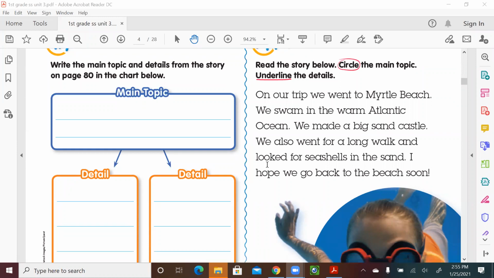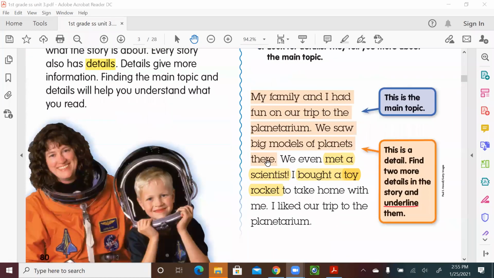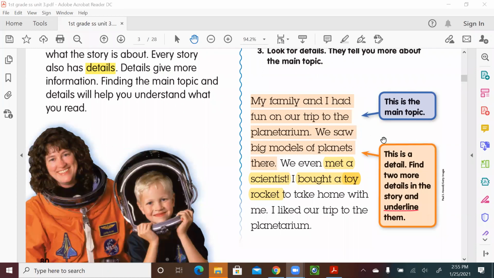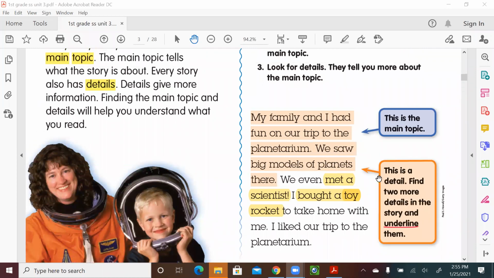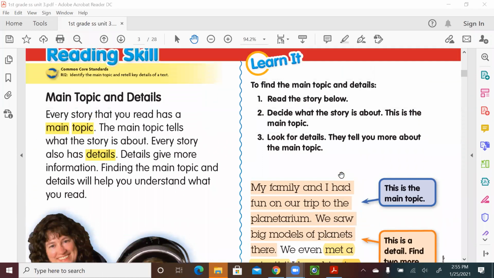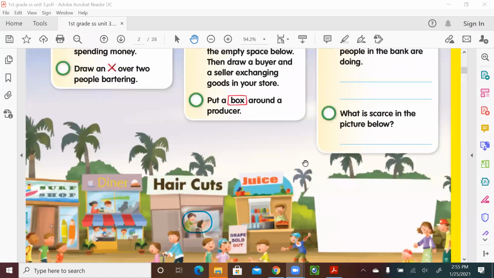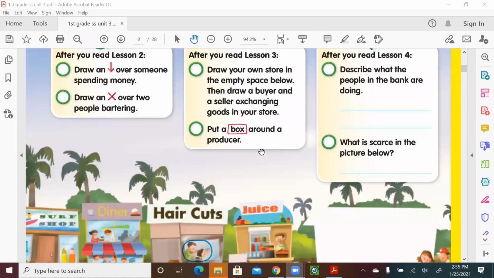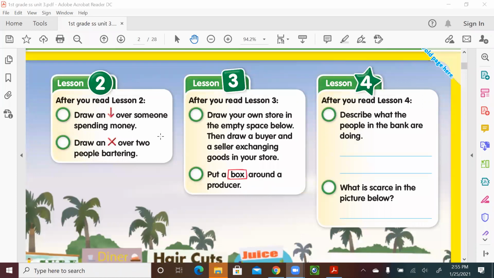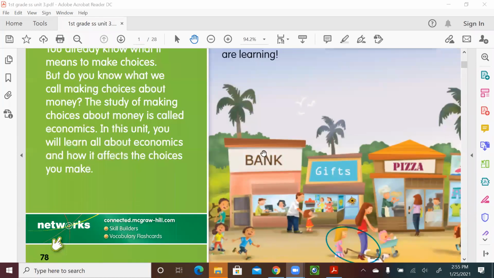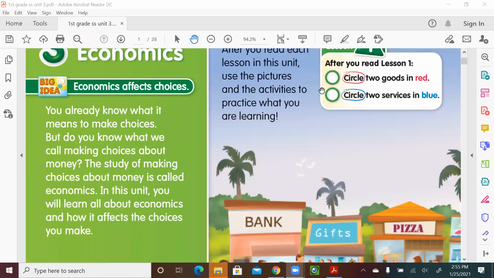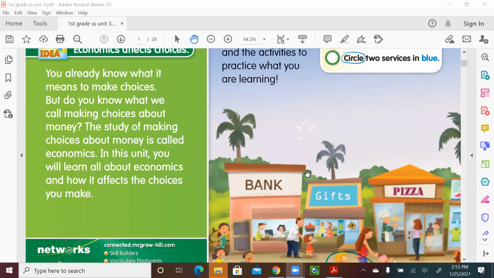Okay, so we still, for this lesson, just talked about the main topic or main ideas and the details. And we know in the previous 2 pages, we have 4 questions. Each question covers one lesson. And usually, as you know, you finish the lesson, then you come and answer that question. So we have this for lesson 1. After you read lesson 1, circle the 2 goods in red and then circle 2 services in blue, because the first lesson will be talking about goods and services.